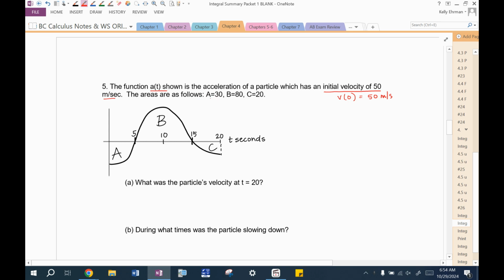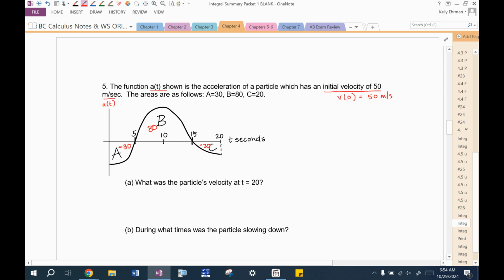A is, now it says A is 30, but take note that A is negative. So I'm going to write negative 30 right there. B is 80, that is positive. And C is 20, but again, negative 20 because it's below the x-axis. And this is a of t, and time is in seconds.